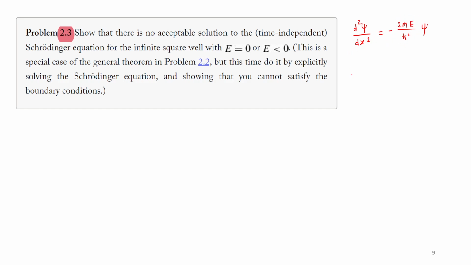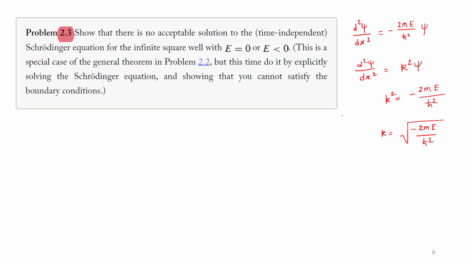This is positive, right? So let us write it in such a way, as we do for all the things, kappa square psi, where kappa square is minus 2mE by h cut square, since E is negative. So what is the value of kappa? Kappa is the square root of minus 2mE by h cut square. Now you can see that kappa here is not imaginary, because E is negative, negative times negative is positive. The overall kappa will be positive.